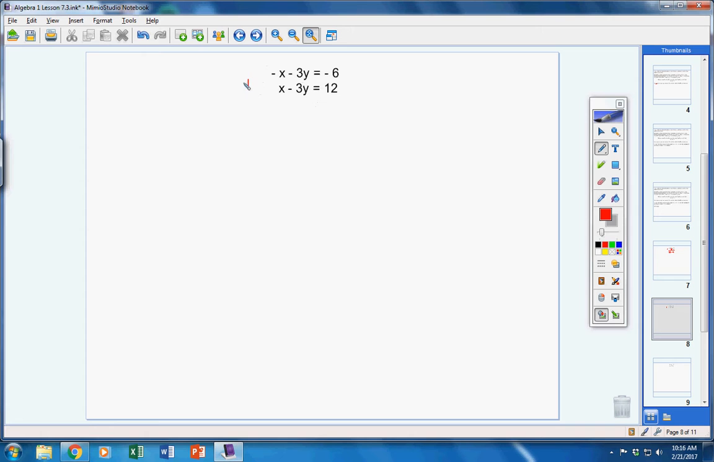Let's go ahead and add these two equations together, okay? And let's see what happens. Negative x, positive x, they cancel. Negative 3, that's negative what? 6y. Negative 6, positive 12, that's positive 6. And look at that, I have a nice, easy equation with just a y. There's no x, I have just a y. Divide both sides by a negative 6. These cancel, and y equals a negative 1 because a positive divided by a negative is a negative, and 6 divided by 6 is 1.